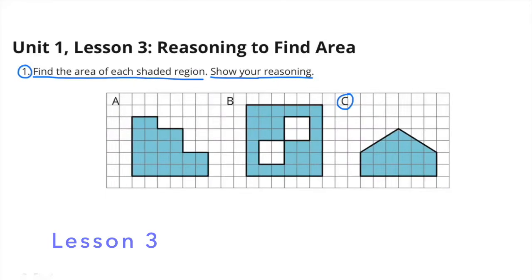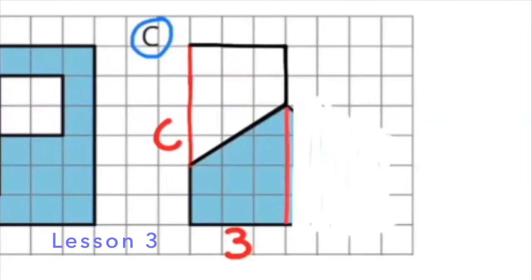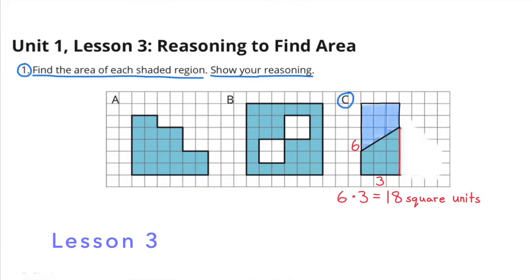C. Draw a line down the middle of this symmetrical shape and you'll notice 2 identical shapes. If you stack the shape on the right on top of the shape on the left, you'll have a rectangle. The dimensions would be 6 units for the height and 3 units for the width. The area for C is 18 square units.